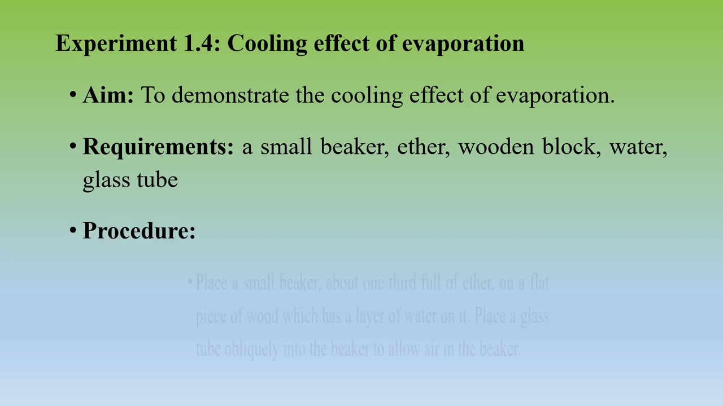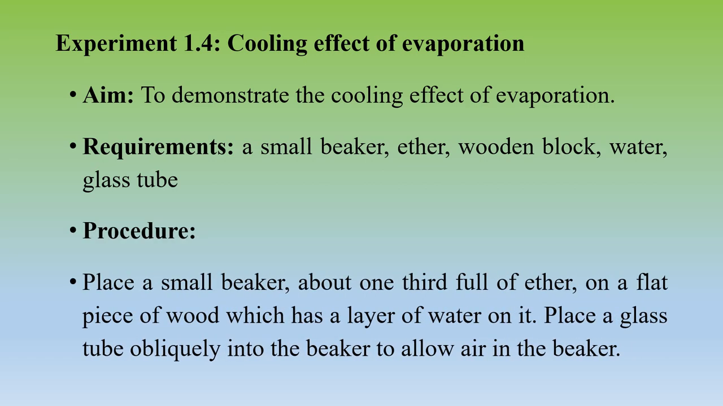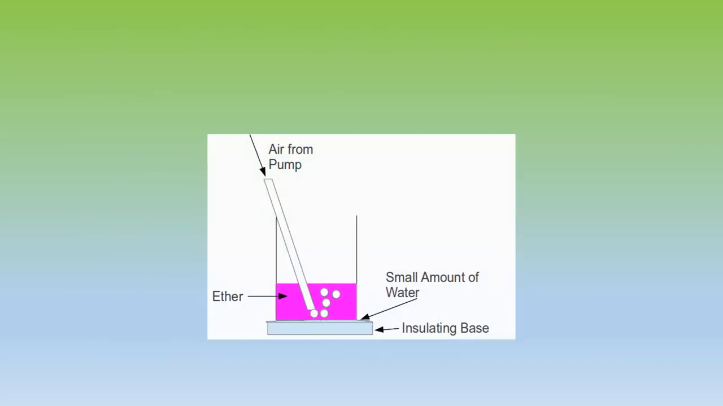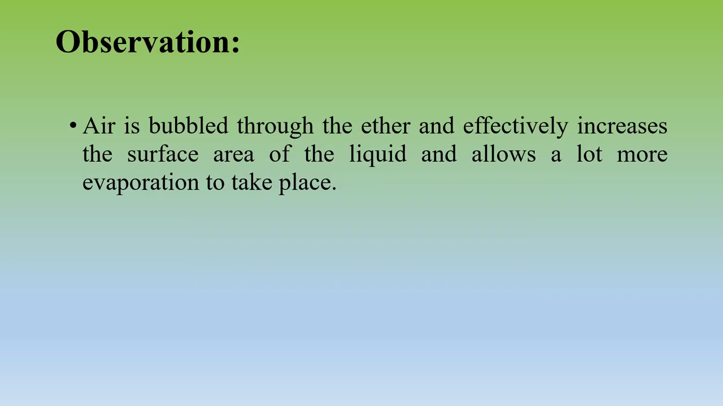Procedure. Place a small beaker, about 1/3 full of ether, on a flat piece of wood which has a layer of water on it. Place a glass tube obliquely into the beaker to allow air in the beaker. Observation. Air is bubbled through the ether and effectively increases the surface area of the liquid and allows a lot more evaporation to take place.